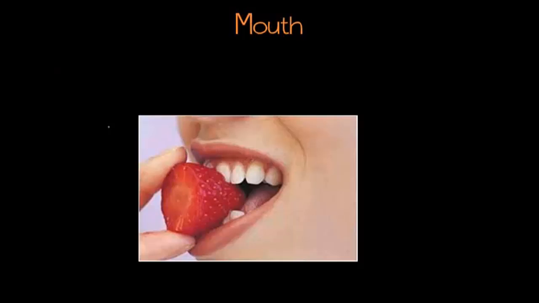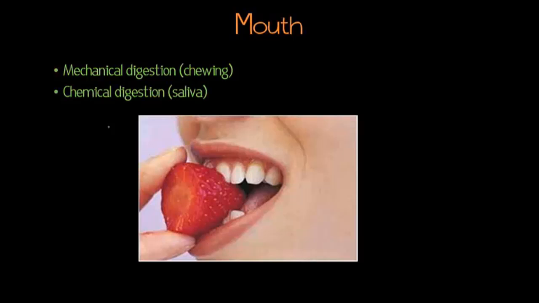When you take a bite of food, both types of digestion happen. As you chew, the food gets torn apart into smaller pieces, and that's mechanical digestion. At the same time, the chemicals in your saliva are helping to wet down the food and dissolve it, and that's chemical digestion. And when the food particles get small enough, you swallow.